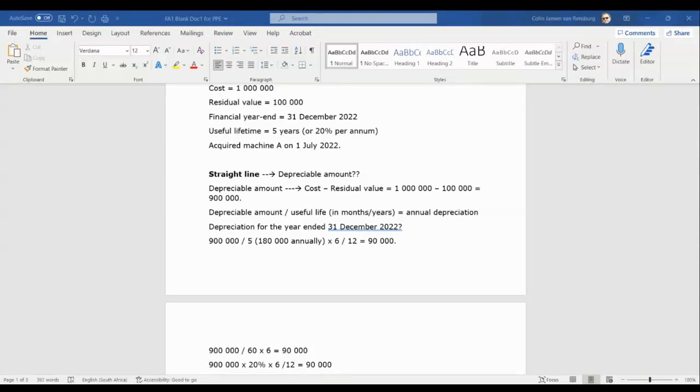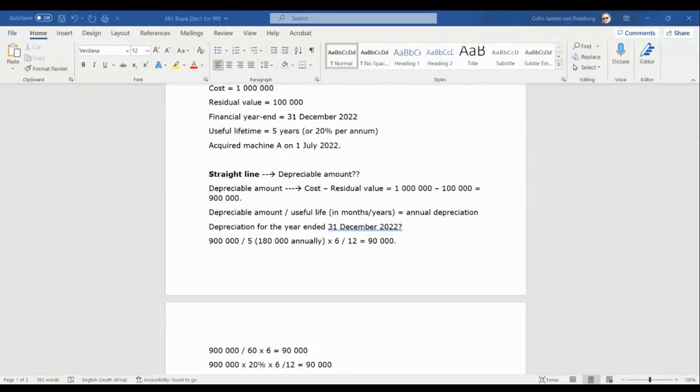That gives us the carrying amount. So we don't bring the depreciable amount into this. The depreciable amount was simply to calculate the depreciation itself. Thank you, Shikumbuzo. Right, so ladies and gentlemen, the cost is 1 million rands. What is our accumulated depreciation at the end of the 2022 year?